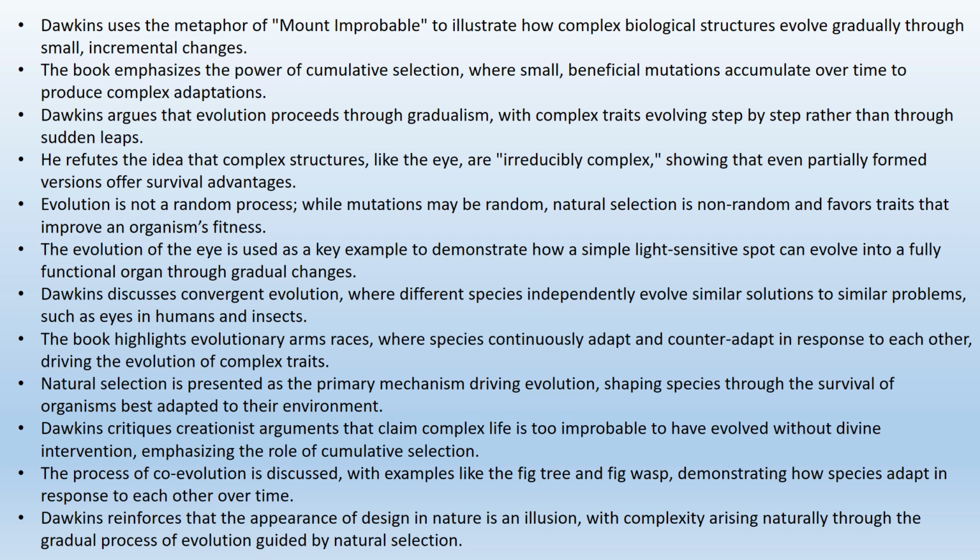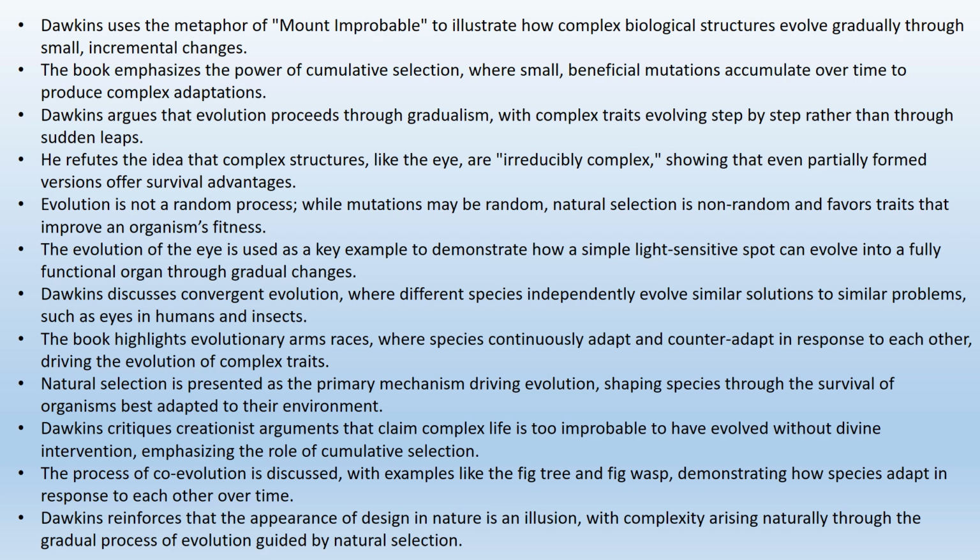Dawkins discusses the example of cheetahs and gazelles, where both species have evolved exceptional speed as a result of their predator-prey relationship. The faster cheetahs become, the more pressure is placed on gazelles to evolve faster escape speeds, creating a perpetual arms race between the two species. This dynamic process of adaptation further illustrates how complexity can arise through gradual, step-by-step changes driven by natural selection.